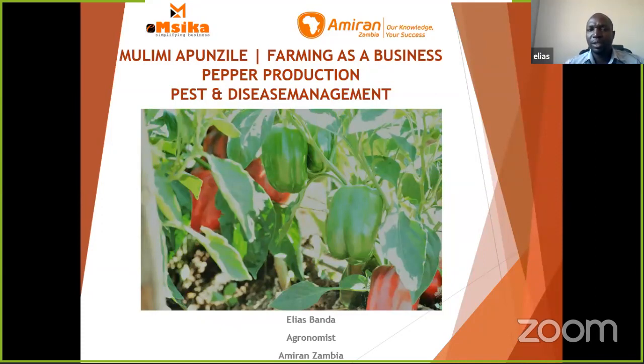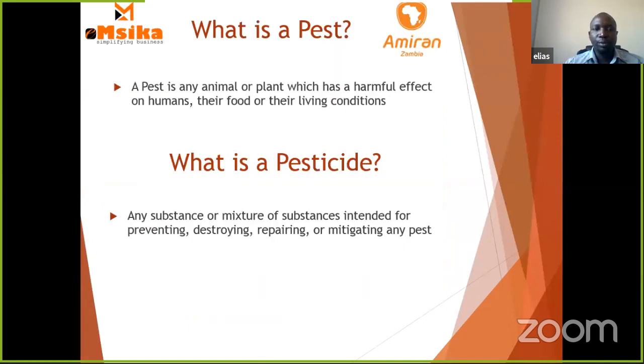And today we are looking at pepper production, and specifically we look at pest and disease management in the crop called pepper. So pepper is a general term for crops that fall under pepper. We have sweet pepper, we have chili, we also have red peppers, green peppers, and yellow peppers. So the management is basically the same. So allow me to take you through.